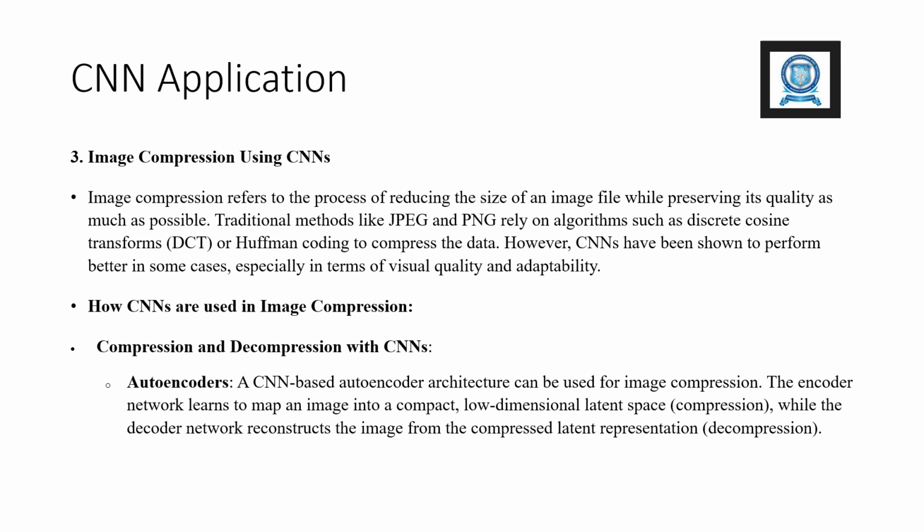How CNNs are used in image compression. Compression and decompression with CNNs. Autoencoders. A CNN-based autoencoder architecture can be used for image compression. The encoder network learns to map an image into a compact, low-dimensional latent space, while the decoder network reconstructs the image from the compressed latent representation.